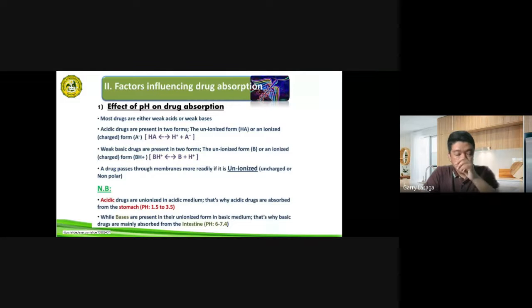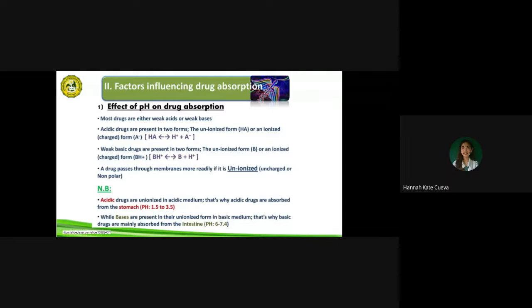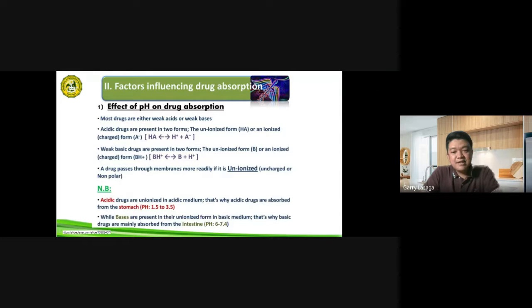How do we define, what does unionized mean? No charge, sir. So when we say unionized, it has no charge, positive or negative. When ionized naman, it has a charge, negative or positive. So this is our illustration of our weak acid. So when HA, that refers to the weak acid.